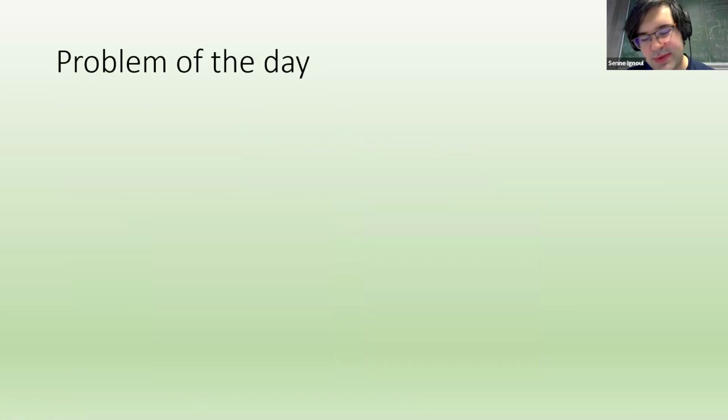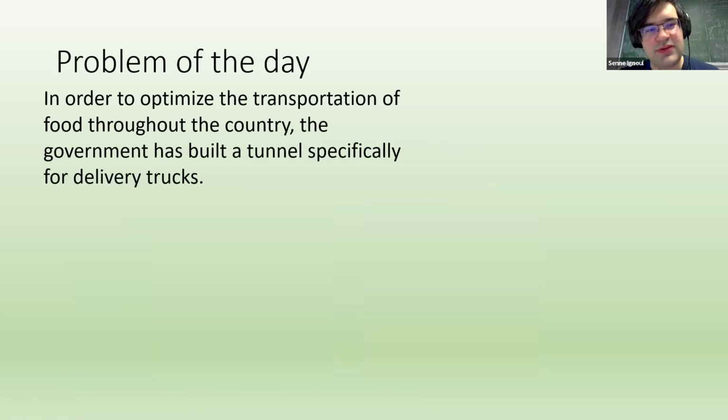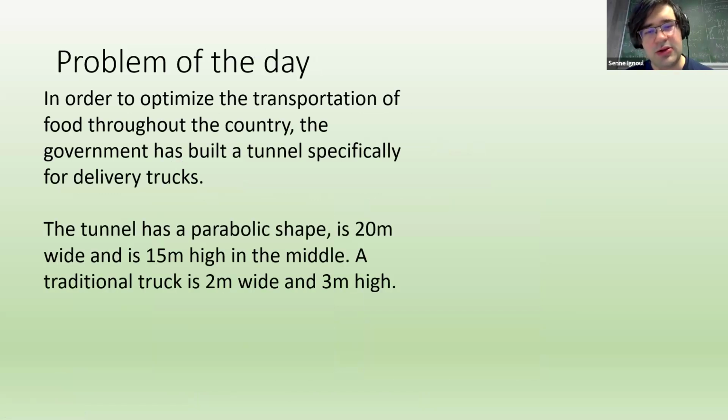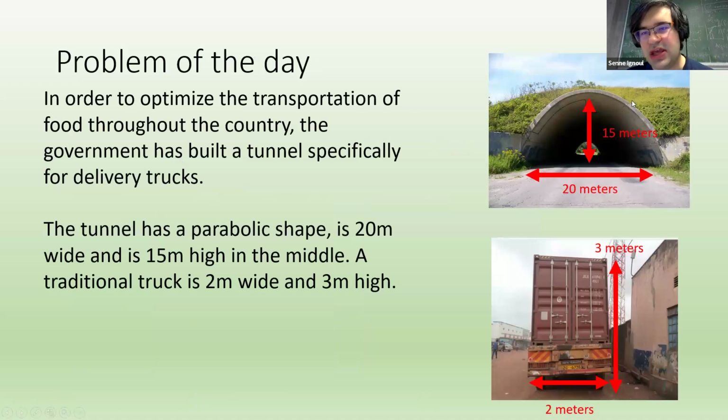So what is the problem that we will study today? The government wants to build a tunnel in order to transport food throughout the country. This tunnel has a parabolic shape, as you can see here. It is 15 meters high in the middle and 20 meters wide. Furthermore, you have a delivery truck, like you can see down here, which is 3 meters high and 2 meters wide.